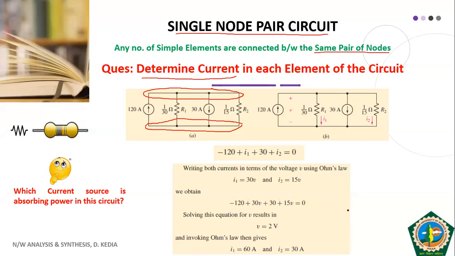So, can anybody suggest how we obtain it? Sagar, roll number 50, unmute yourself. Yes, sir. Tell me how could we obtain this equation? Minus 120 plus I1 plus 30 plus I2. So first we make a principal node.